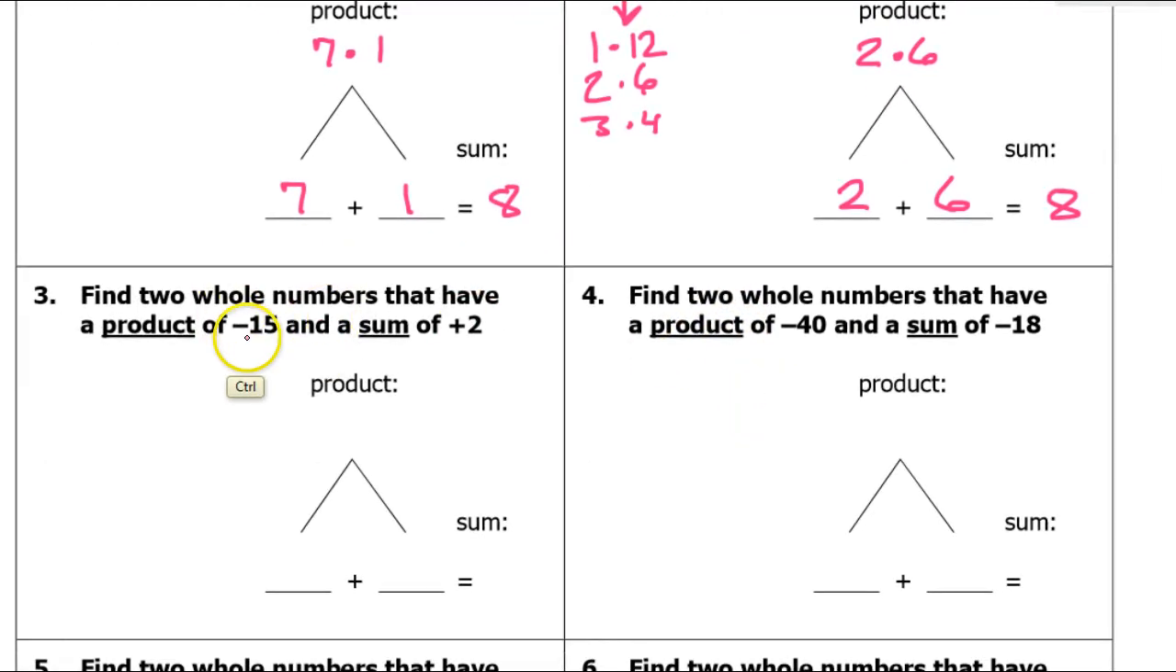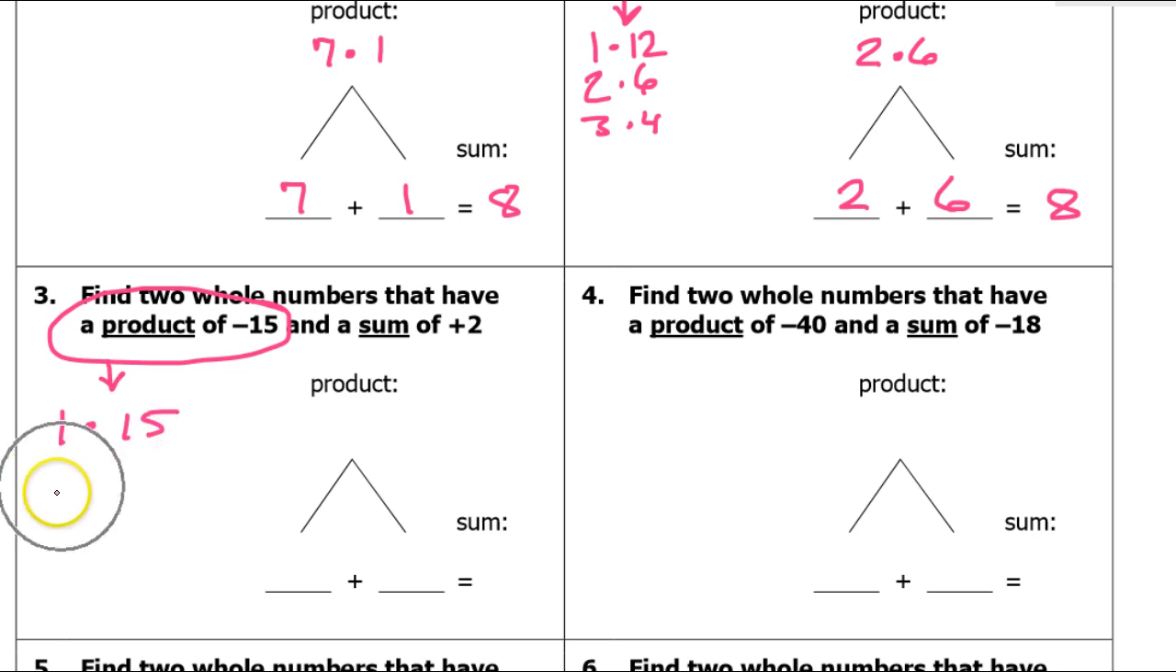This time we want the product to be negative 15. So first of all, 15... All right, let me just circle this up. 15 can either be 1 times 15, or it could be 3 times 5. All right, obviously if I make one of these numbers negative, then it'll be negative 15. So we'll come back to that later.